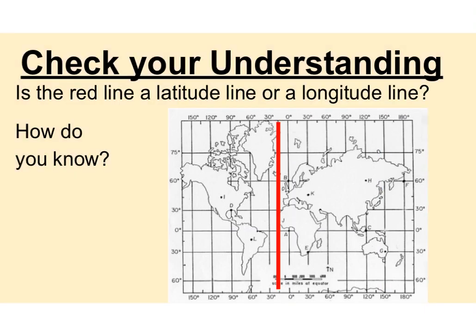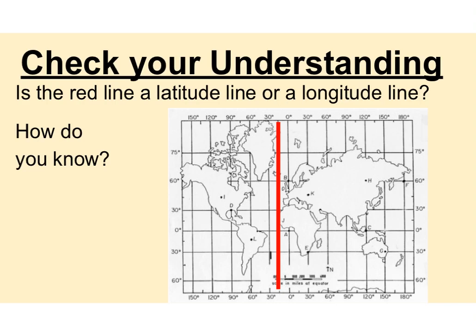Okay, before we talk about that, let's check your understanding again. Is the red line a latitude line or a longitude line? And how do you know? Haha, did I trick you? I hope not. This is also a longitude line for exactly the same reason. It's a line that's running up and down the paper. If you got that, nice job.